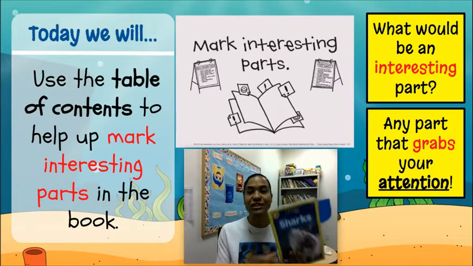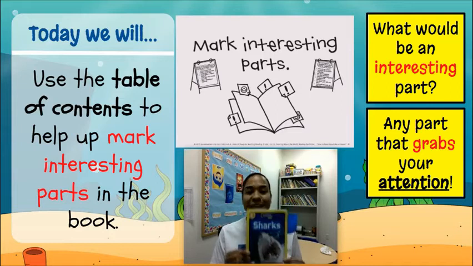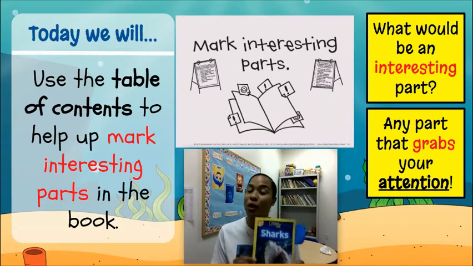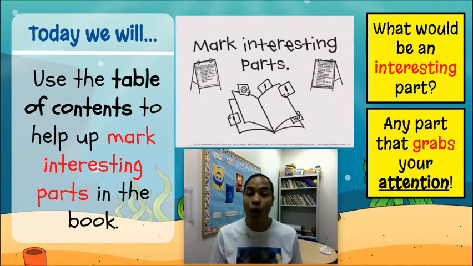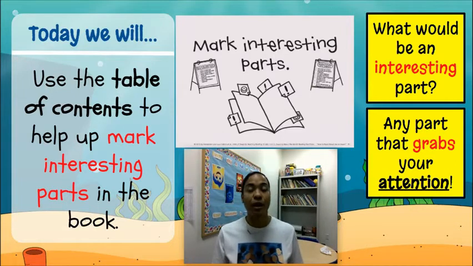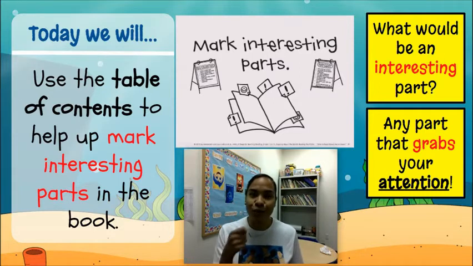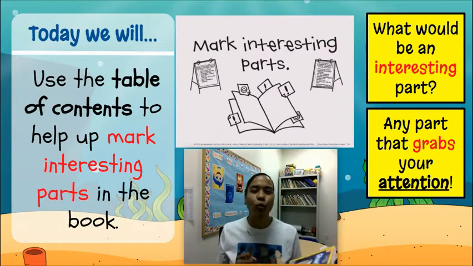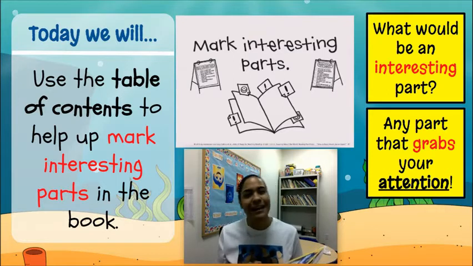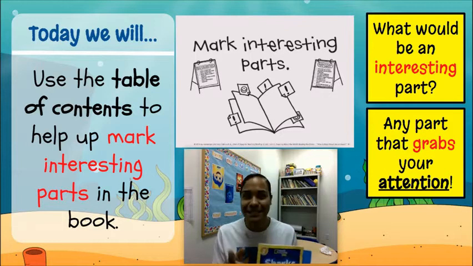Now, we are still going to use our mentor text, Sharks, to mark up interesting parts. Now, we have read half the book. However, we can go back and mark up parts that we already know we've read to just remind us that grabbed my attention. That is going to get a tab or an interesting part because it's an interesting part.